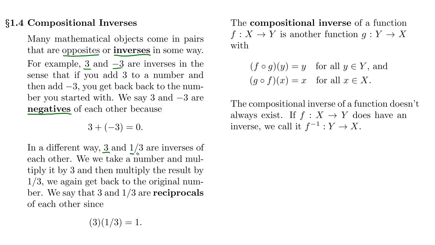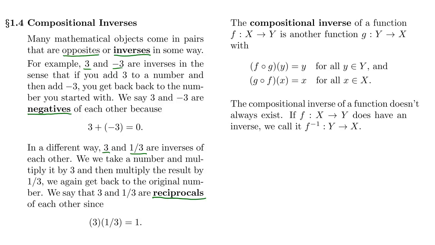In a different way, you can also think of 3 and 1/3 as opposites of each other. If you take a number and multiply it by 3, and then take the result and multiply that by 1/3, you get back to the original number. We call 3 and 1/3 reciprocals. You can check that two numbers are reciprocals by checking that their product is 1.